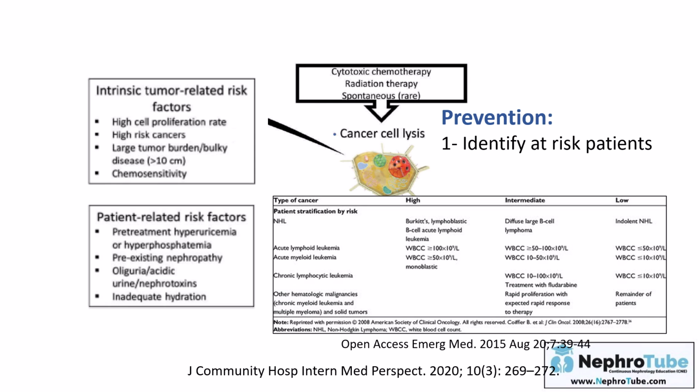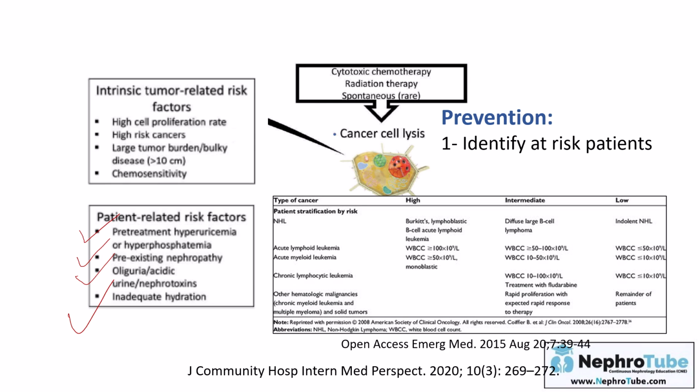If the patient already has pre-treatment hyperuricemia or hyperphosphatemia due to any cause, if there is pre-existing nephropathy, meaning the patient already has renal impairment before receiving chemotherapy or radiotherapy, if the patient is oliguric, if the urine is acidic because uric acid is precipitated in acidic media, or if the patient is receiving any nephrotoxic drug, and finally, if the hydration is inadequate and the patient is dehydrated.